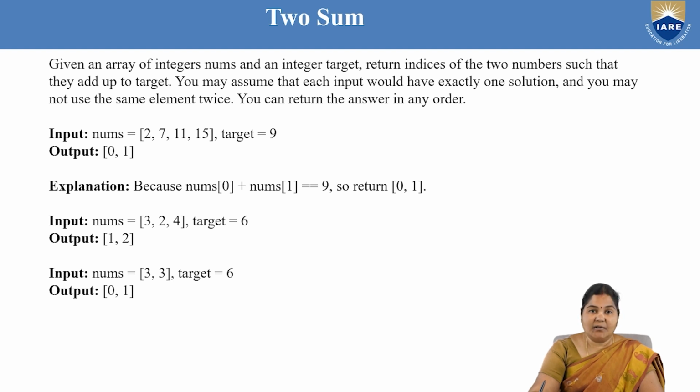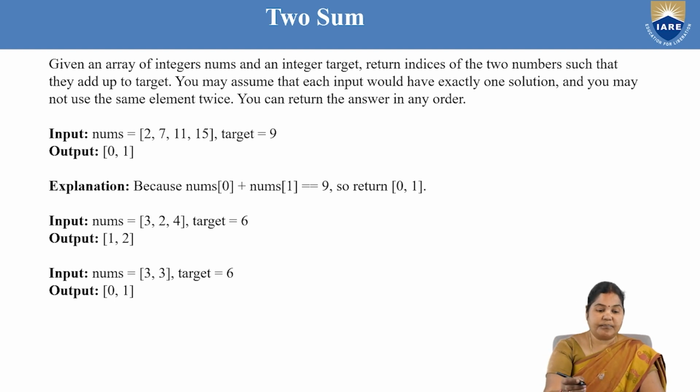Now, given an array of integer nums and an integer target, so you have been given one integer array and a target value. Return the indices of the two numbers such that they add up to target. So if you add two integers, then it will be the same as the target value. You may assume that each input would have exactly one solution, and you may not use the same element twice. These are the constraints given. You can return the answer in any order.